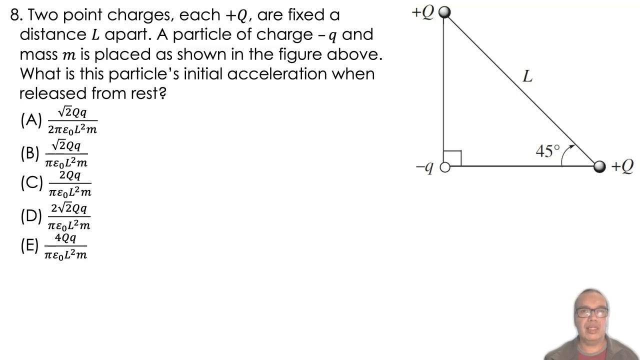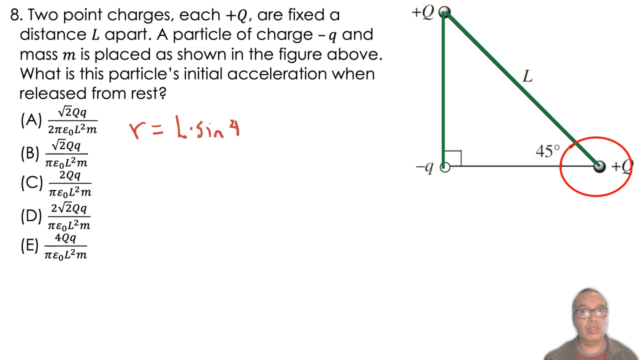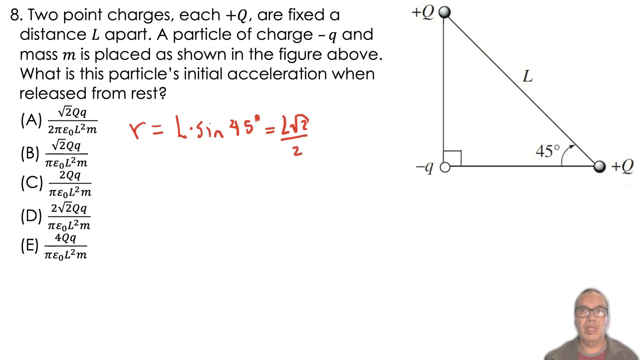In order to get the acceleration, we need the force. And in order to get the force, we need the field. Therefore, we start by determining that the distance from each of the positive charges to the location of the negative charge is L times the sine or cosine of 45 degrees, which is L times the square root of 2 over 2, or just L over the square root of 2.